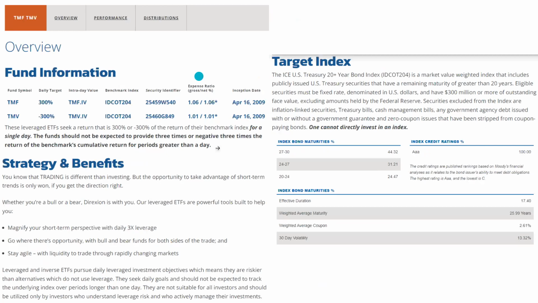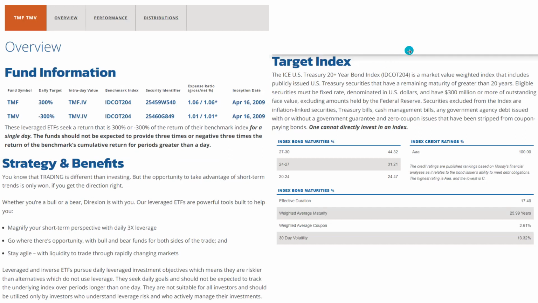And then TMF seeks a return that is 300% or negative 300% of the return of their benchmark index for a single day. So TMF is the bullish version, and TMV is going to be the bearish version. This is direct from their website, the Direxion website, and they basically are tracking the ICE US Treasury 20-year bond index.